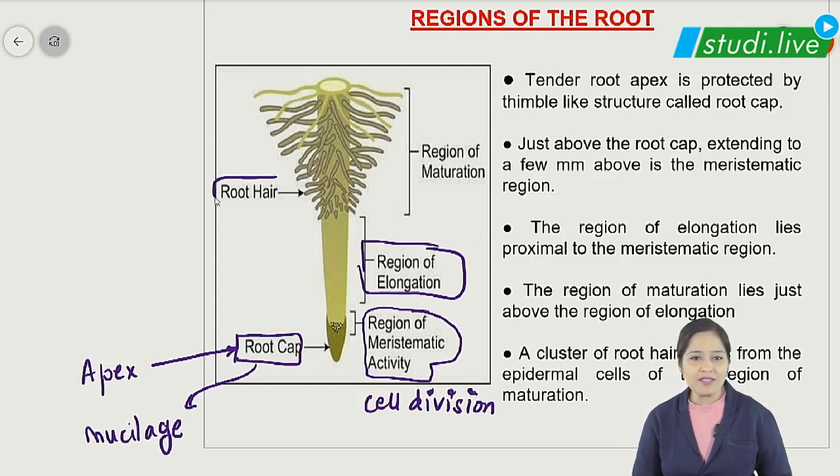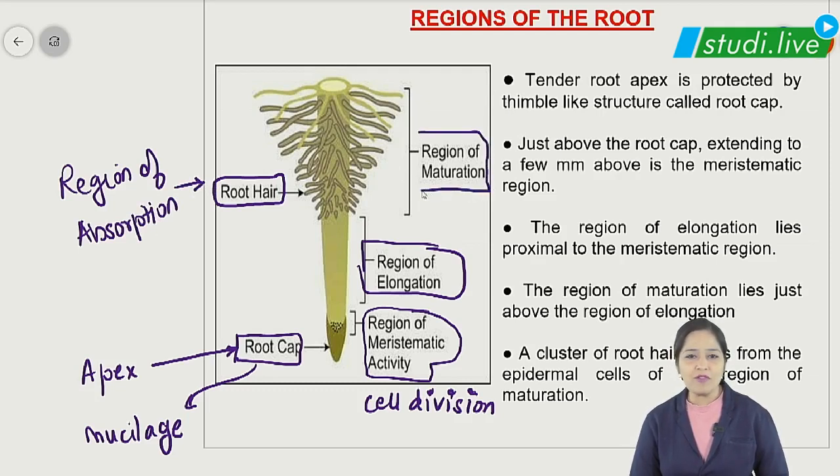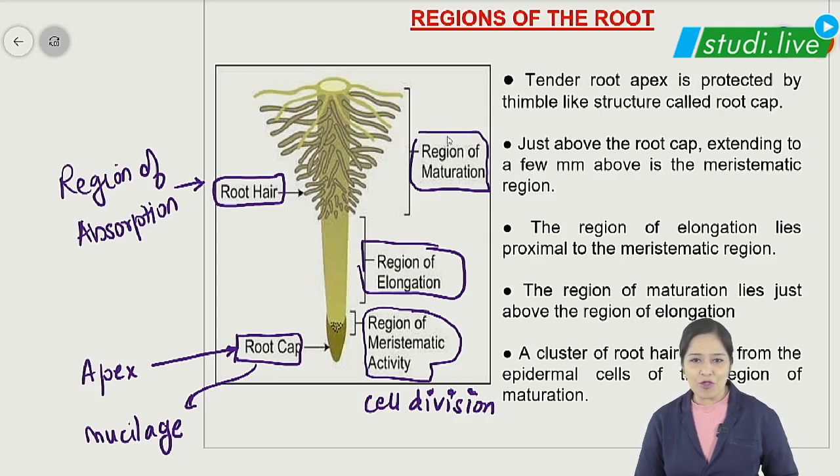After that, we have the region of absorption, where we have the root hair. These root hair are present in the region of absorption. So here it is not mentioned, but this region of absorption is the region where the root hair are present. And finally, the topmost part of the root is called the region of maturation, because here the cells get differentiated, matured, and perform a particular function.